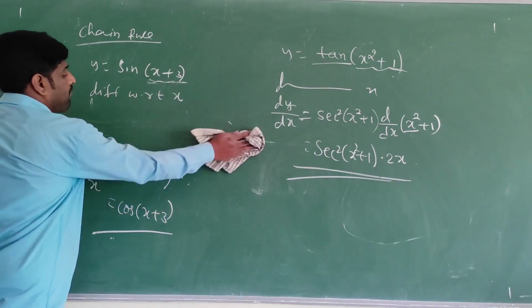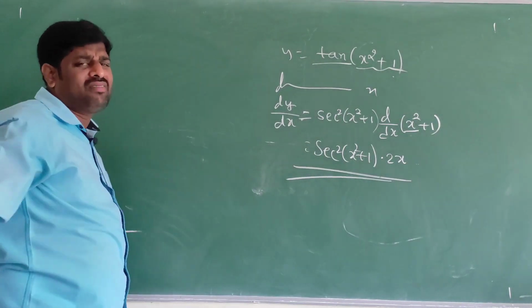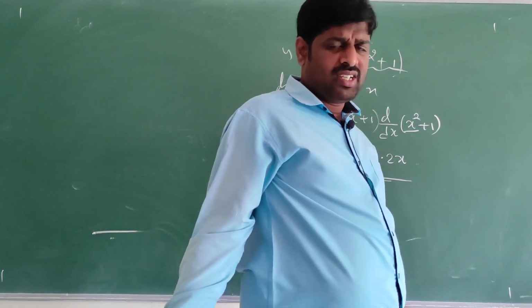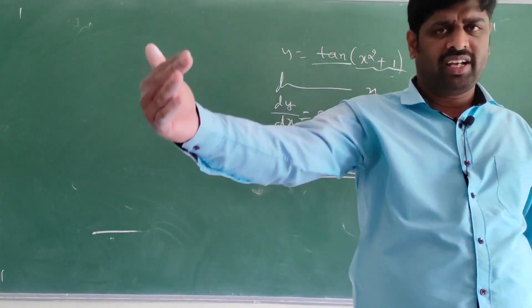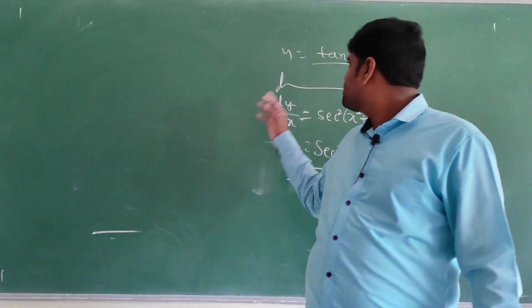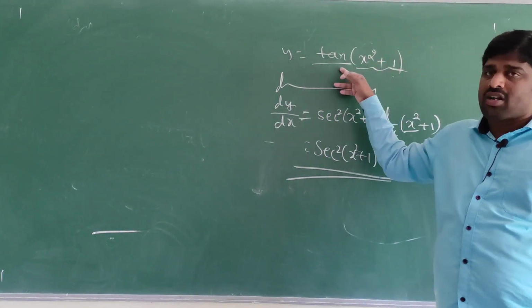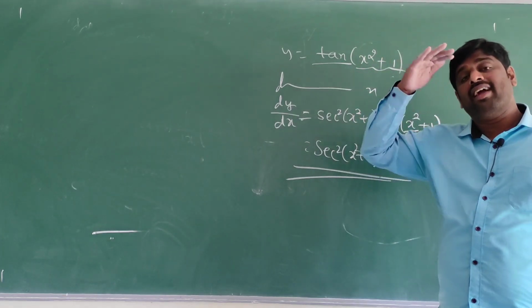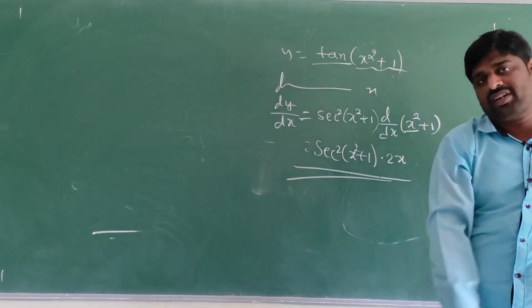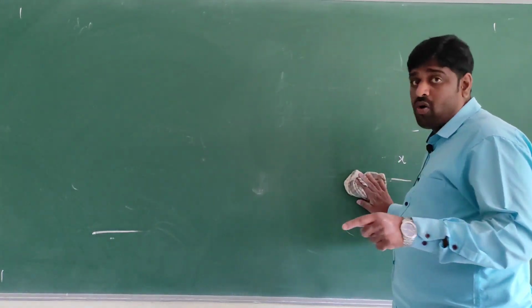One more problem. This is very simple. Chain rule is very simple. Just you have to differentiate chain by chain, that is one by one. That is called chain rule. Suppose I assume this is f of x, this is g of x. I can differentiate first f of x, and again I differentiate g of x. Okay. Now I will take one more problem.